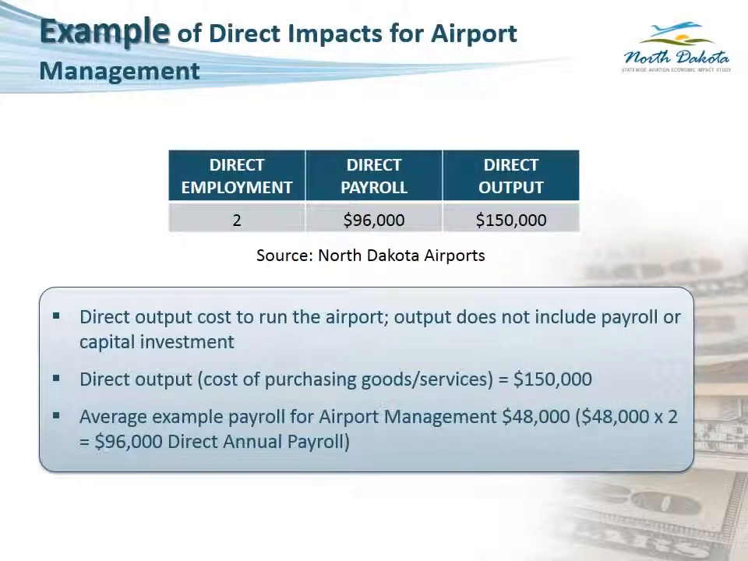Let's look at an example of direct impacts for airport management. This example would be for a smaller general aviation airport. It would be a good idea for you to follow along, looking at your airport's direct impacts in the airport management category. In this example, there are 2 full-time airport management jobs. Don't forget, these jobs may not be full-time positions located at the airport. The jobs may be a combination of part-time and seasonal employment.